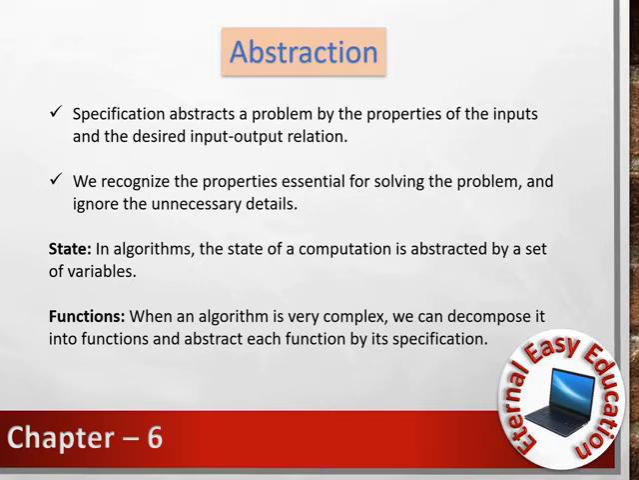That is abstraction. And then we are going to learn about two concepts, that is state and functions. State means, in algorithms, the state of a computation is abstracted by a set of variables. That means the variables are going to say the state of a problem or the state of that process. Functions: when an algorithm is very complex, we can decompose it into functions and abstract each function by its specification. As we know, there are two more techniques, one is composition and the other is decomposition. So function comes under decomposition.